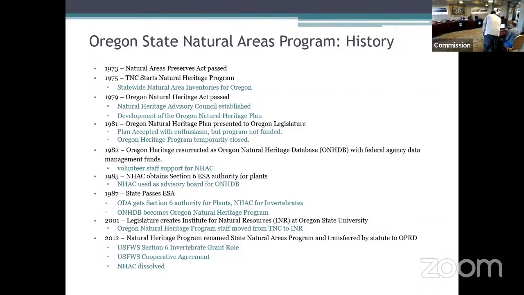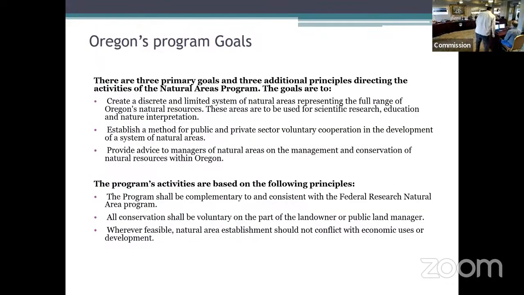Okay, thanks. So the goals of the program, as stated in the natural areas plan, are to create a discrete and limited system of natural areas representing the full range of ecosystems and species in the state for interpretation, education, and research; to establish a method for public and private sector voluntary cooperation in this natural areas program; and to provide advice to managers of natural areas on the management and conservation of these sites that are registered as natural areas under our program. The principles for this program, as stated in the plan, are that it shall be complementary to and consistent with the Federal Research Natural Area Program, which will be important, and I'll get to that later on. All conservation will be voluntary on the part of the landowner. And wherever feasible, natural area establishment should not conflict with economic uses or development.